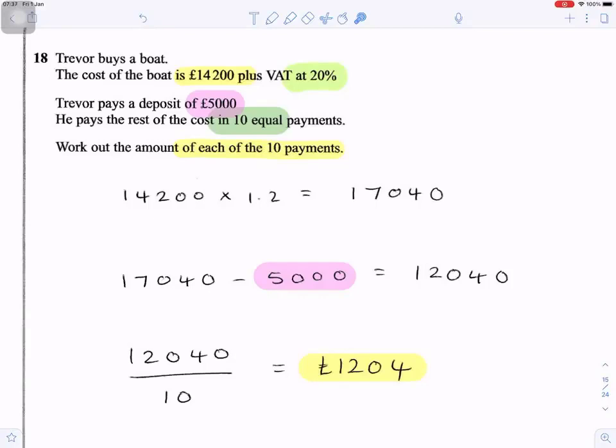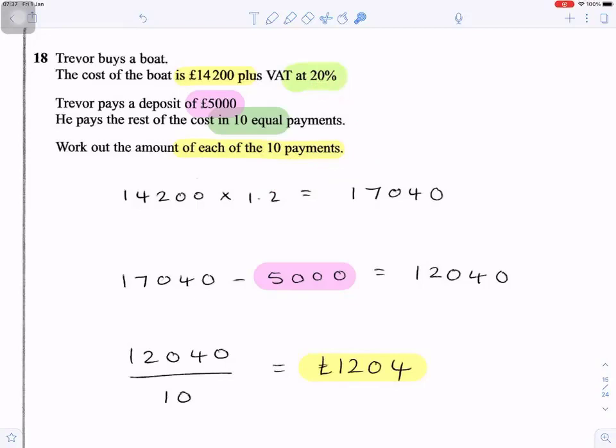So to find out how much it costs, including the VAT, 14,200 times 1.2 gives you 17,040. So that is the price of the boat, including the 20% VAT. So this represents a 20% VAT added to it.